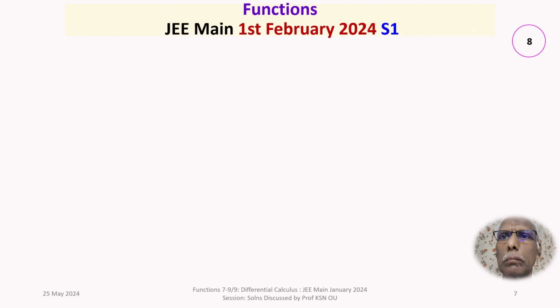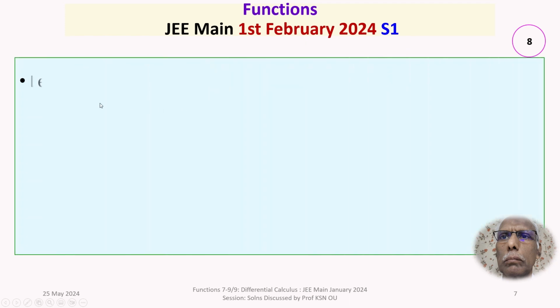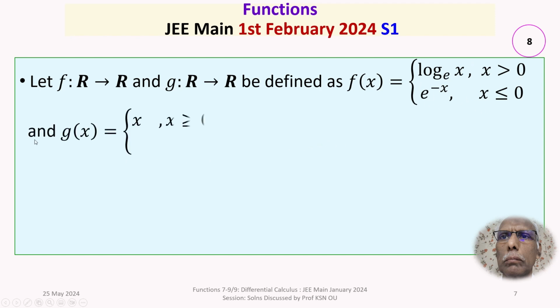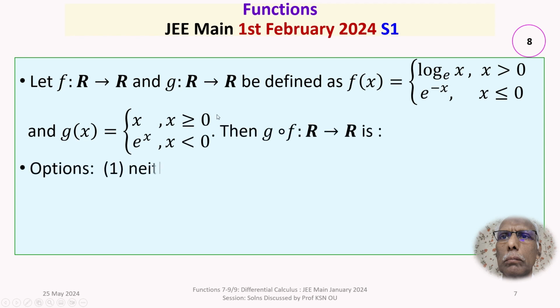This question has appeared in the JEE Main exam held on 1st February 2024 in the first session. Let f be a function from R to itself and g be a function from R to itself, and they are defined as f of x is equal to log x to the base e when x greater than 0, e power minus x when x less than or equal to 0. And g of x is defined as x when x greater than or equal to 0 and e power x when x less than 0.